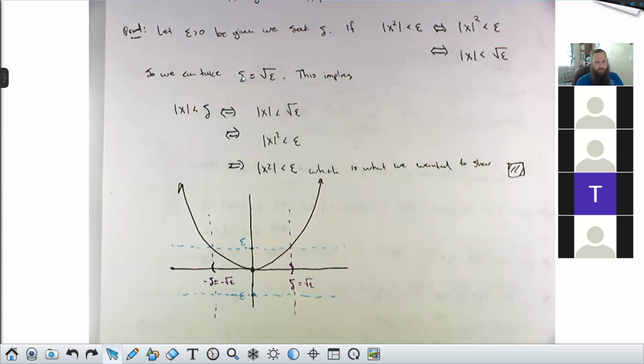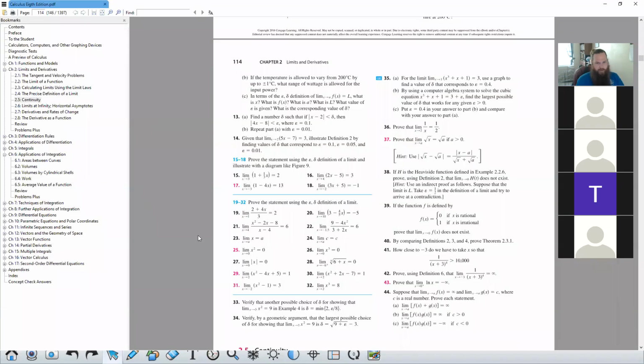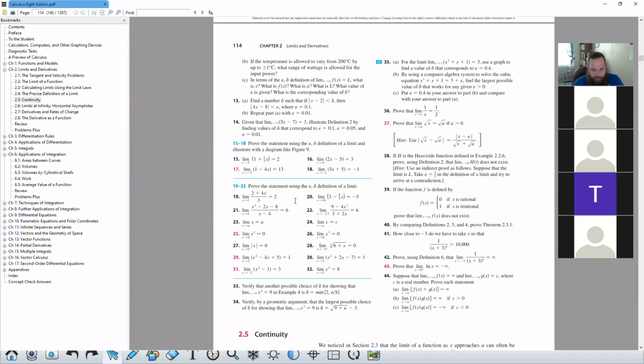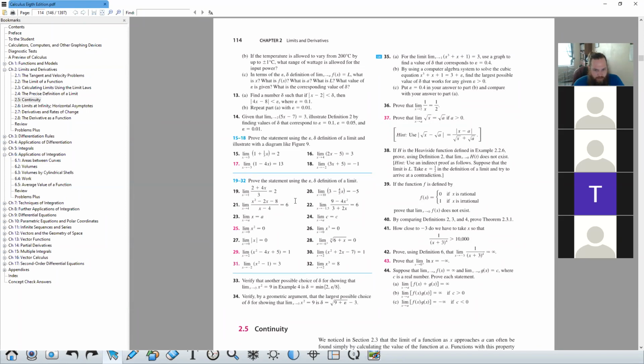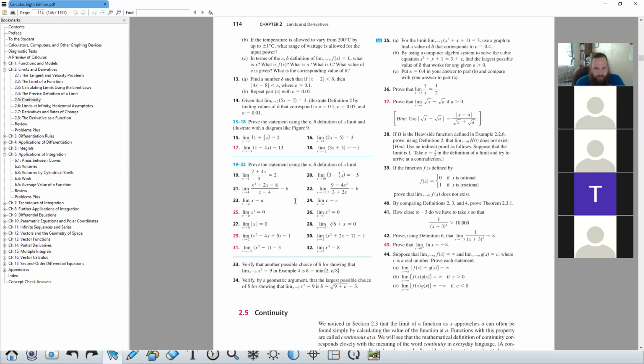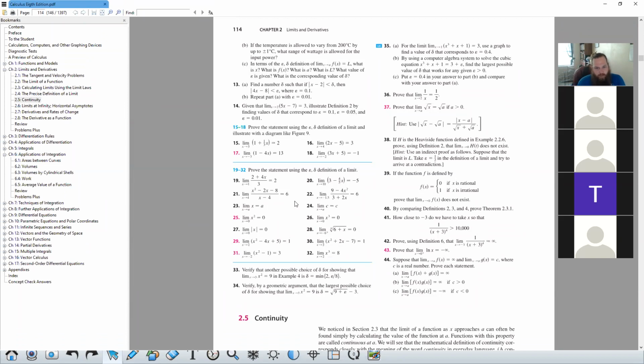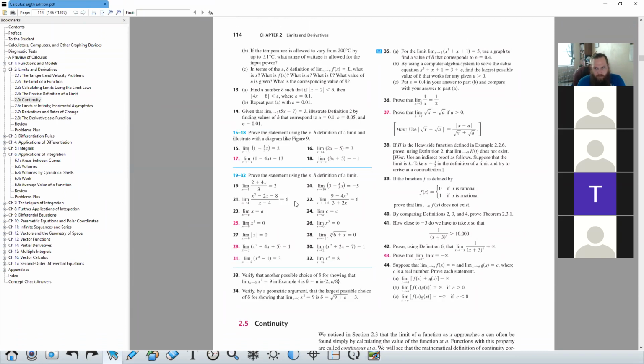Let me try then, see if we can try one more that has a nice smooth feel to it. What would be good? What about a constant? That's not especially exciting. Yeah, I think this would be good. Let's take a look at number 36. So there we're asked to prove that the limit as x goes to 2 of 1 over x is 1/2.